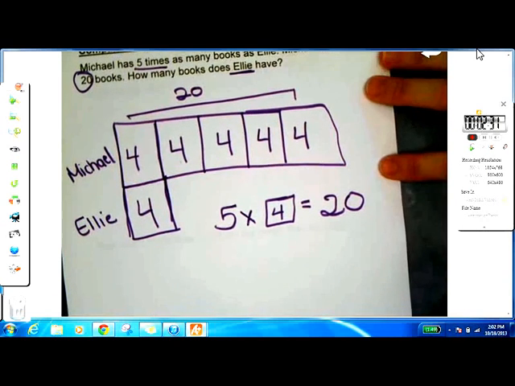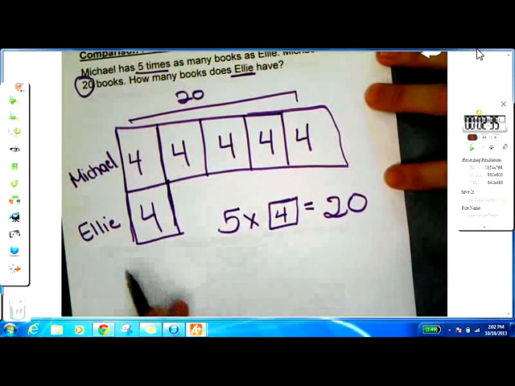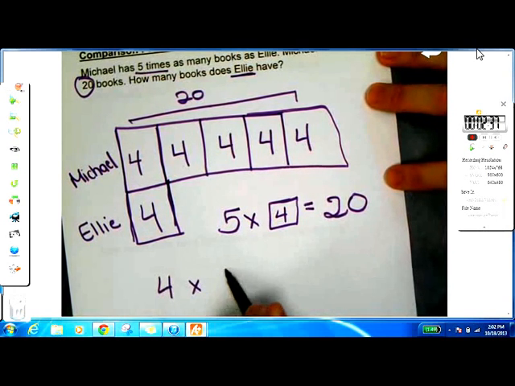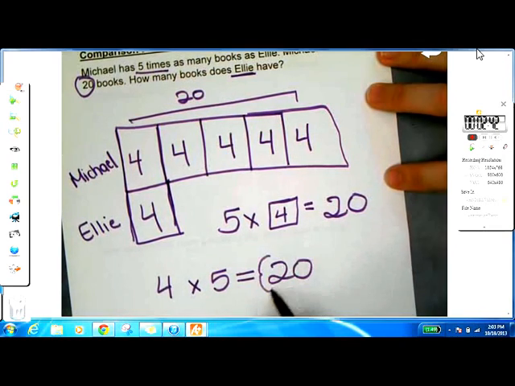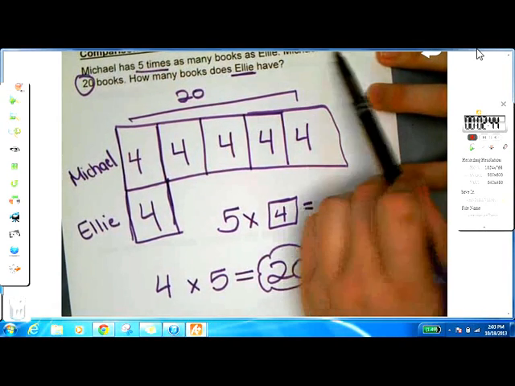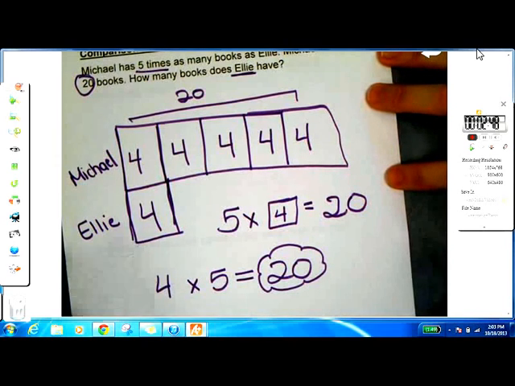And we can check that. It says Michael has 5 times as many books as Ellie. Well, Ellie has 4. Michael has 5 times as many. 4 times 5 is 20. Michael has 20 books. We worked backwards and can prove that our answer is correct, that Ellie has 4 books.